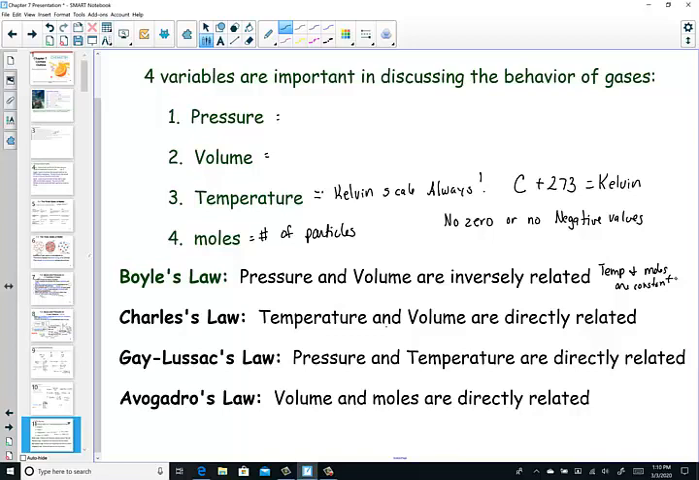Charles' law relates temperature and volume, T's and V's, meaning that pressure and moles are held constant. Again, these laws only allow 2 variables to change, holding the other 2 constant. We apply Gay-Lussac's law. Pressure and temperature are directly related. So guess what? You got it. Volume and moles are held constant.